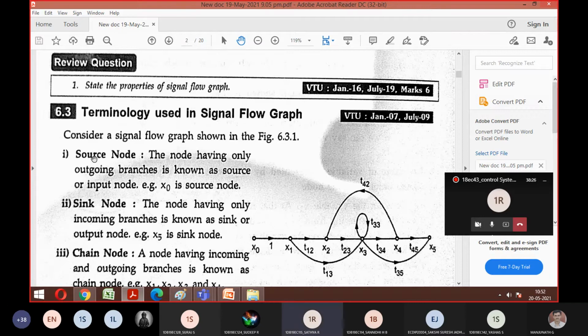Source means what, input, guys? Yes, sir. Good, input. So it is like from which I need to pass over to reach my destination. Source means it's your input path, like your transmitter. Now you can look at this diagram. Here X naught has the concept of source node. By definition, a node having only outgoing branches is known as a source node or an input node. Out of which X naught is called the source node. Is it okay? Yes, sir.